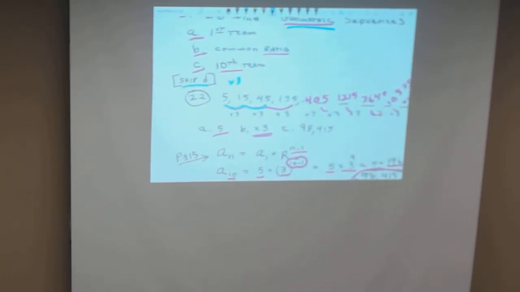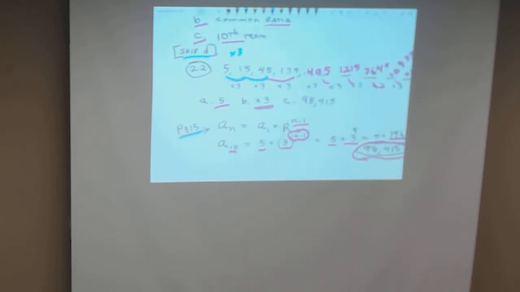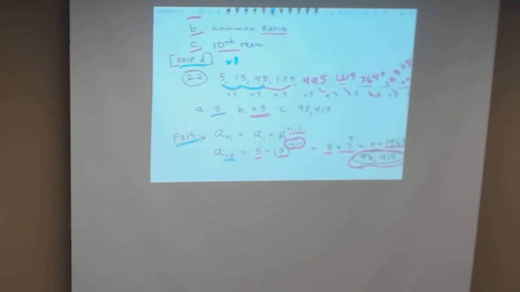Page 315 shows the formula. It's a different formula. The formula for finding the nth term. The 10th term. The first term is 5. The common ratio, that's the thing you multiply by, is times 3. The 10th term is the first term, 5, times the common ratio to the n minus 1 power. So that means this is 3 to the 9th.